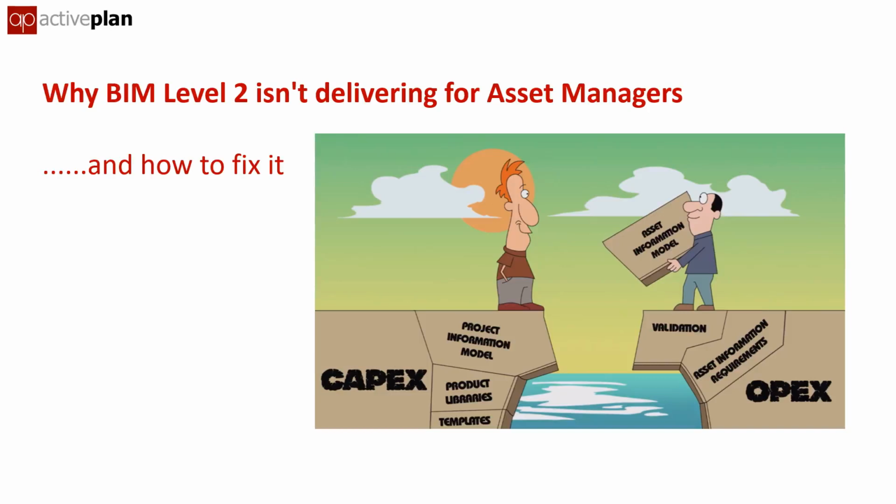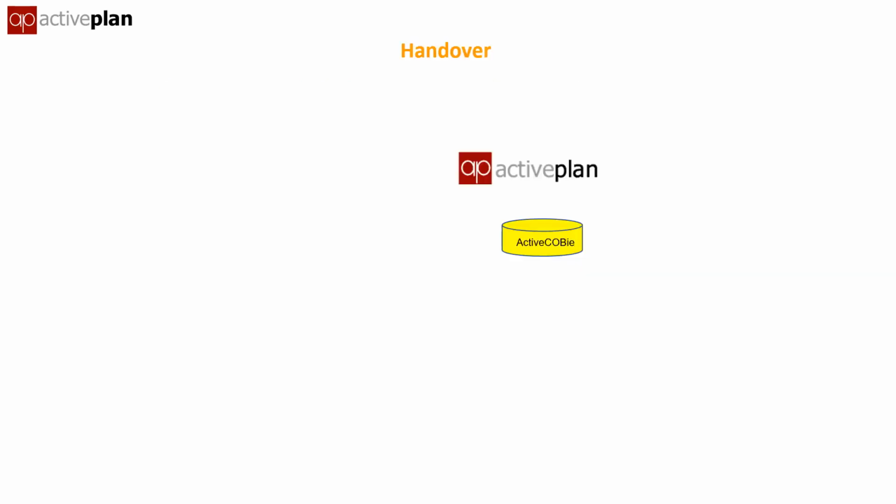in producing videos. But I thought it might be useful to explain why so many BIM Level 2 projects are not providing what asset managers need, and propose some simple changes contractors can make to ensure that the golden thread is actually delivered. ActivePlan's business is about creating reliable asset information to enable clients to manage their buildings and estates.